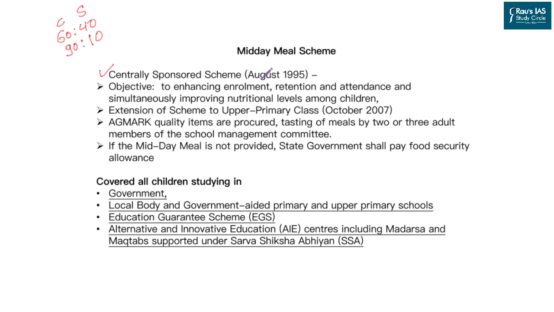The objective of the scheme is straightforward: it wants to enhance the enrollment, retention as well as attention of students apart from improving their nutritional levels. The scheme is extended to the upper primary level, that is till the age of 14, which is also part of the Right to Education. So now children going to school between the age of 6 to 14 will get free food to eat once a day and also free education under the Right to Education.